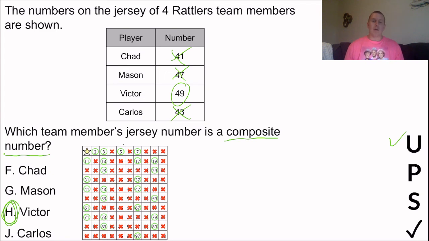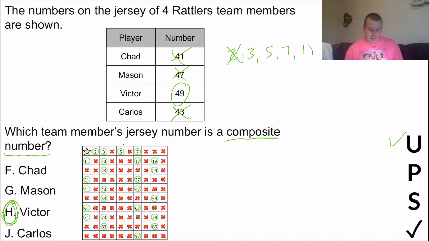Now, one other thing that we could do if we didn't have our prime and composite chart is we could divide all these numbers by the first 5 prime numbers that we talked about. So 2, 3, 5, 7, and 11. I can tell right away all of these numbers are odd, so 2 wouldn't work, okay? 41 is not divisible by 3. Neither is 47, neither is 43.